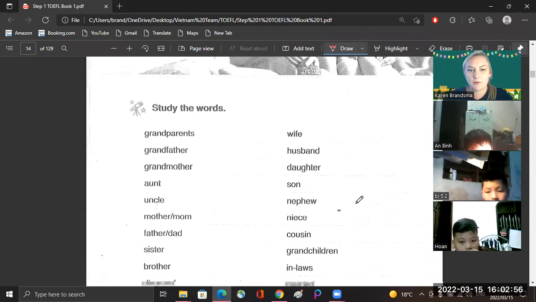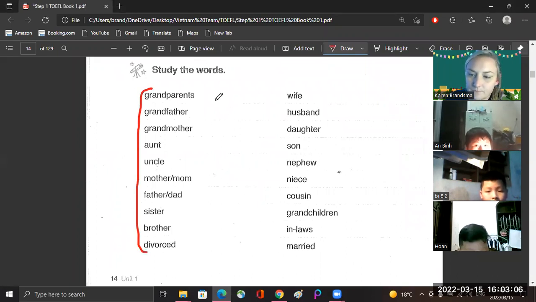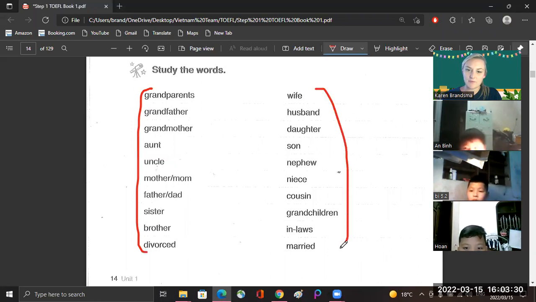Today we're going to study the words, okay? Let's see, Bin, you can read these words for me? Grandparent, grandfather, grandmother, aunt, uncle, mother, mom, father, dad, sister, brother, divorced. Okay, and Bai, can you read these words for me?